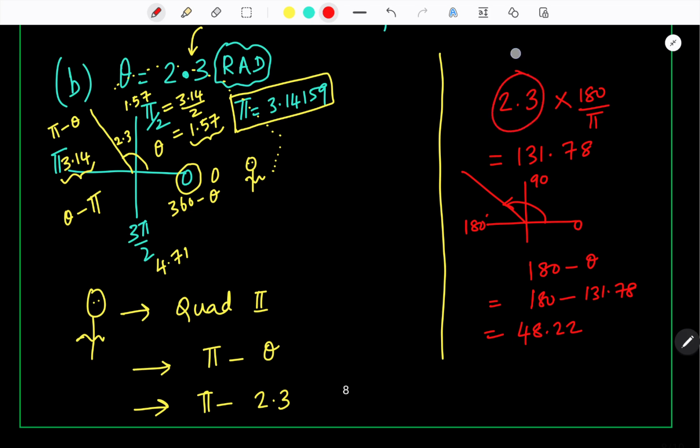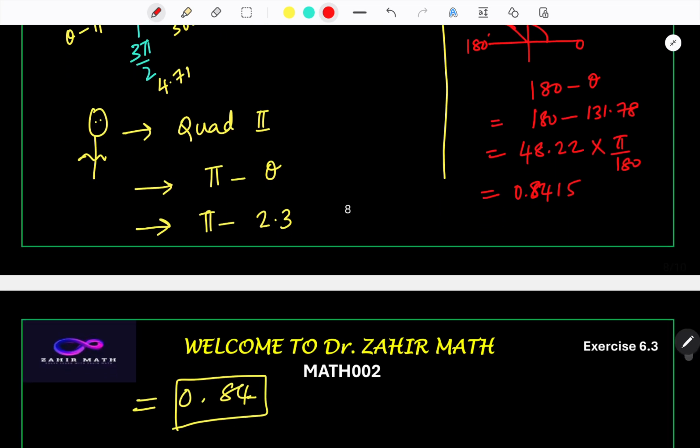Our question is in radian. So again, you have to convert into radian using which formula? Pi divided by 180. We need to multiply. So 48.22 multiplied by fraction mode shift pi divided by 180. You will get the answer 0.8415, which is the same answer you can see here, 0.84. Same answer, you can see that.